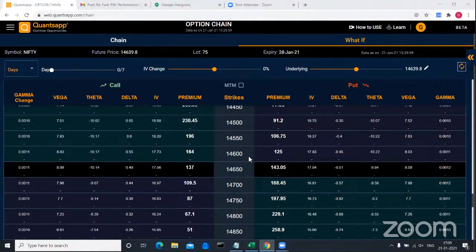अगर IV बढ़ेगी तो both call and put के भी prices बढ़ेंगे, IV कम होगी तो दोनों के prices कम होंगे. So say कि अभी 14,650 पे का अपन कॉल ऑप्शन देख रहे हैं जो अराउंड 140 रुपए के आसपास है.